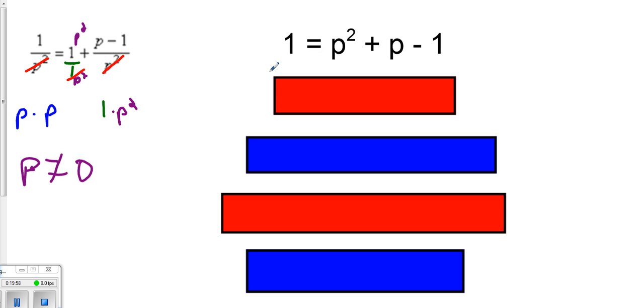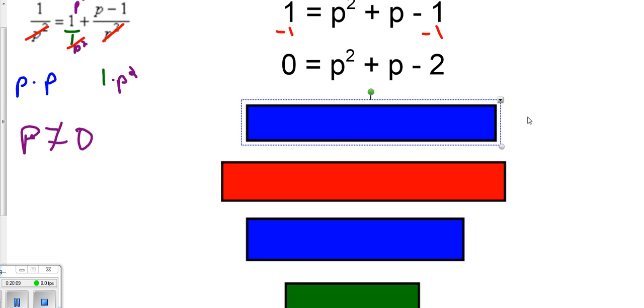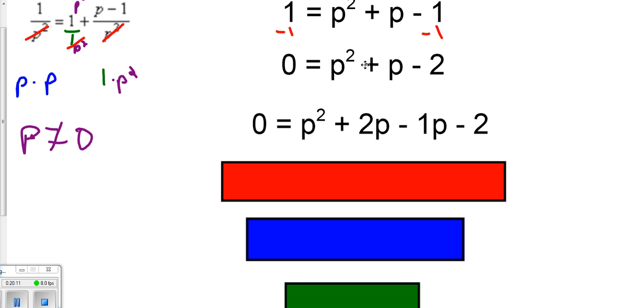Because we have a p squared, we're going to want to get it set equal to 0 so we can factor it, just like our very first one. Subtract 1 from both sides and we get 0 equals p squared plus p minus 2. From here, we think 1 times negative 2, a times c, is going to be negative 2. What are the factors of negative 2 that would add up to this positive 1? Well, we'd have a positive 2 and a negative 1. So this is how we break it up into 4 pieces. Factor by grouping this group and this group.